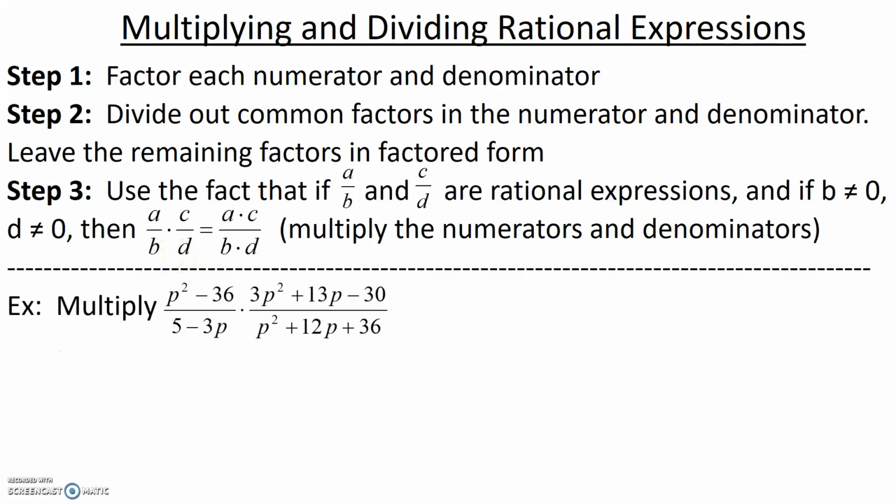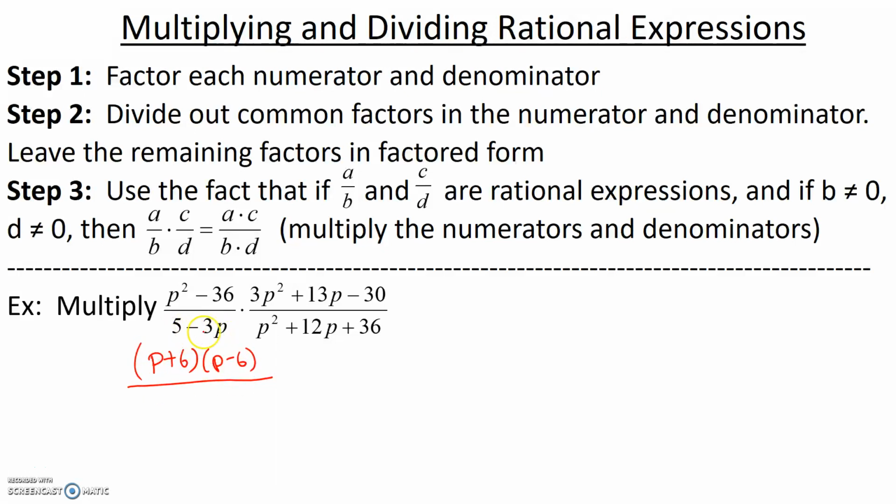Here's an example. Let's multiply the following expression. So the first step is to factor each numerator and denominator. Let's start by factoring p squared minus 36. This is a difference of squares, so this will factor to p plus 6 times p minus 6.